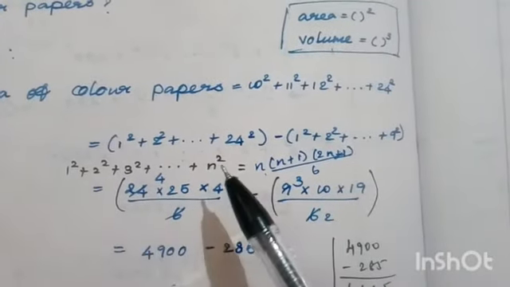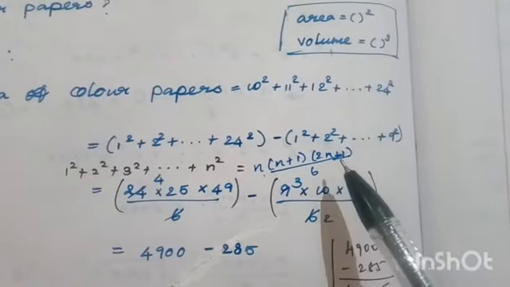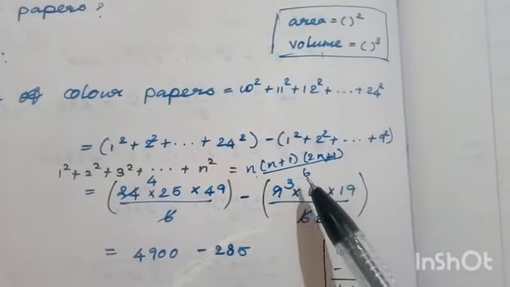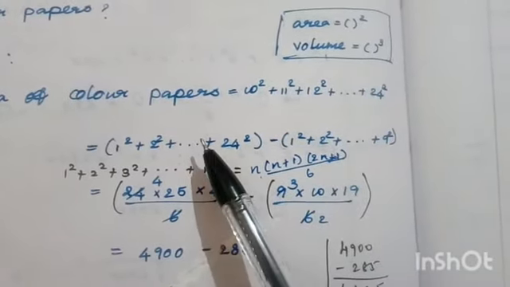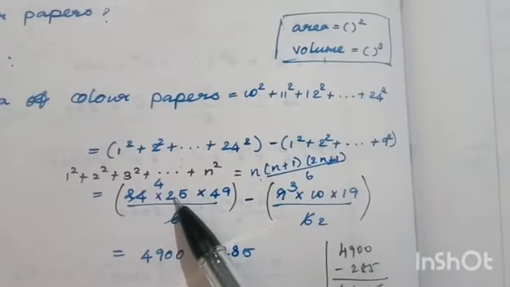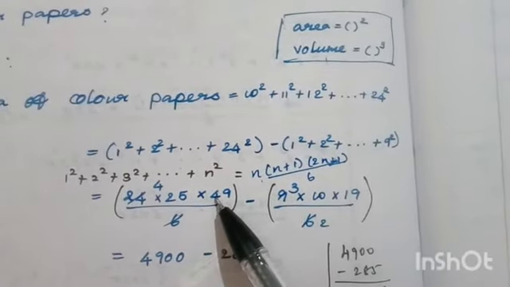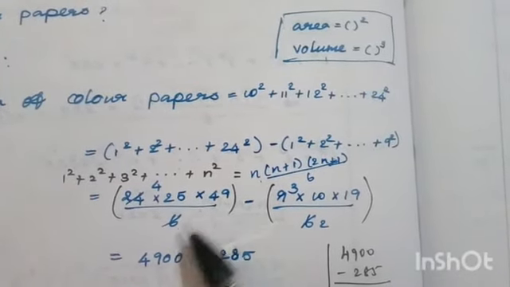We know the formula: 1 square plus 2 square etc. to n square is equal to n into n plus 1 into 2n plus 1 by 6. So for this first series, n equal to 24. 24 into 24 plus 1, 25. Then 2 into 24, 48. 48 plus 1, 49 by 6.